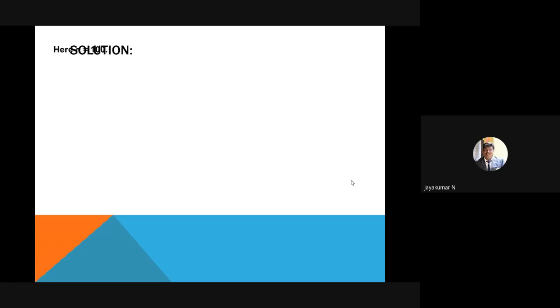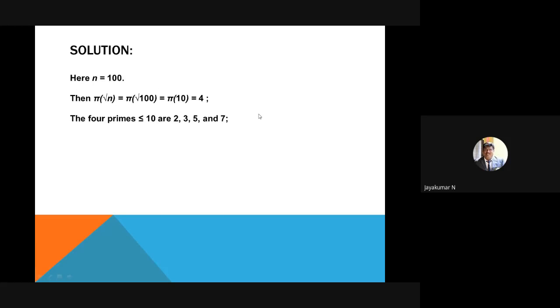My first step: here n is 100, the given number. So first I have to find pi of root n, that is pi of root 100, that is pi of 10. Pi of 10 means the number of primes less than or equal to 10. From 2 to 10, how many primes do we have? 2, 3, 5, 7. So there are 4 primes less than or equal to 10, and pi of 10 is 4. The 4 primes are 2, 3, 5, 7.